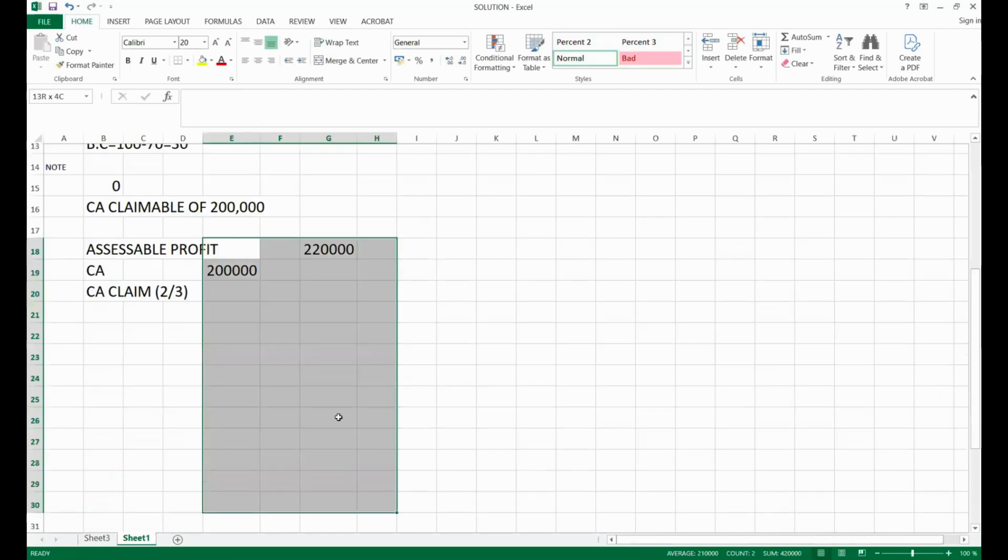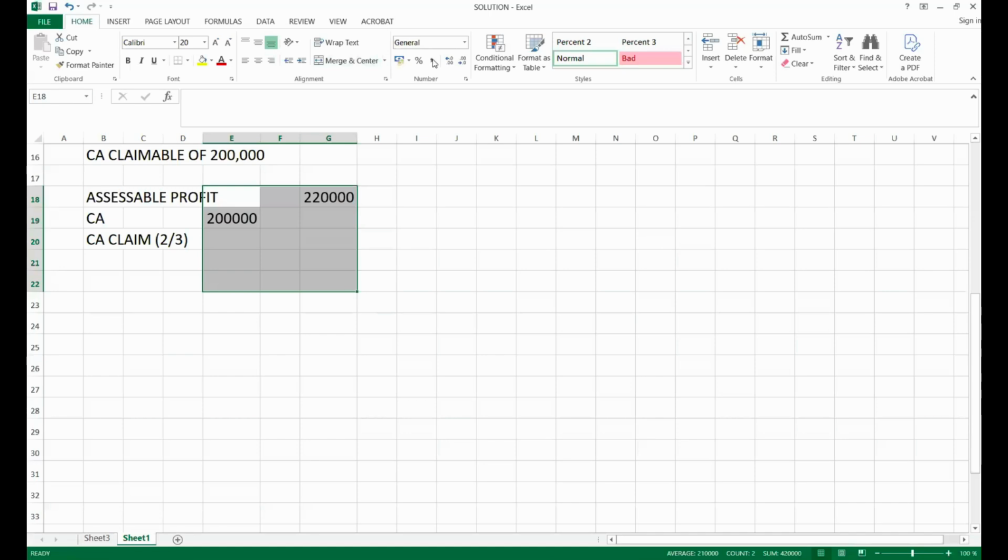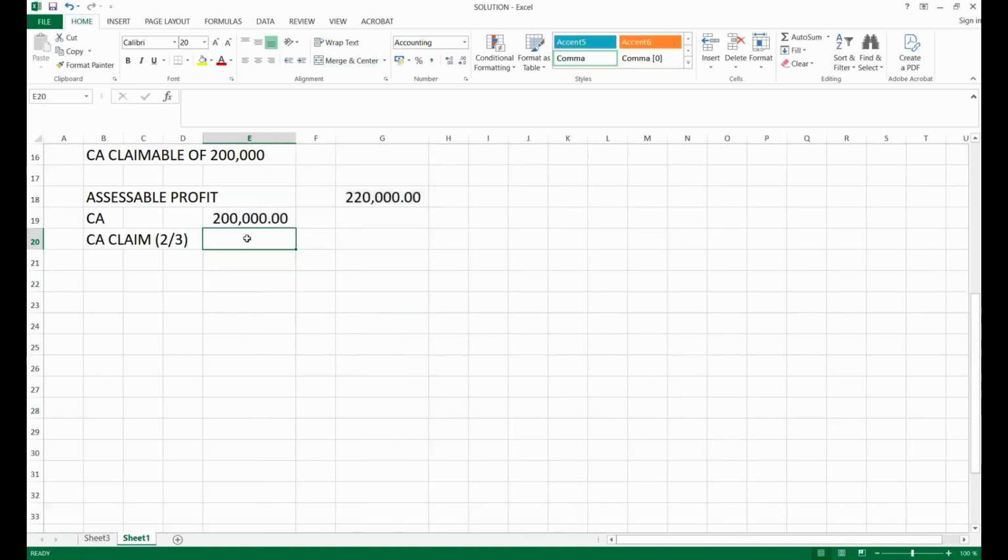If you calculate 2/3 of this 220,000, it is going to give you 146,667. So instead of removing 200,000, you are going to remove this value of 146,667. So that's what they mean by restriction of capital allowance: it is restricted to 66 2/3.